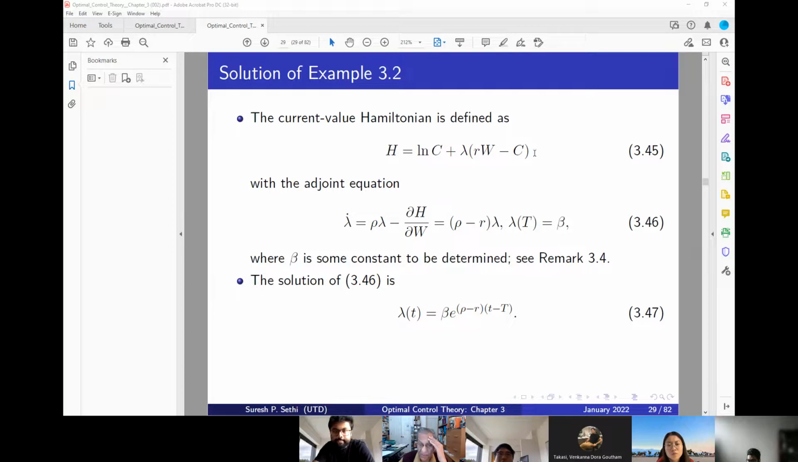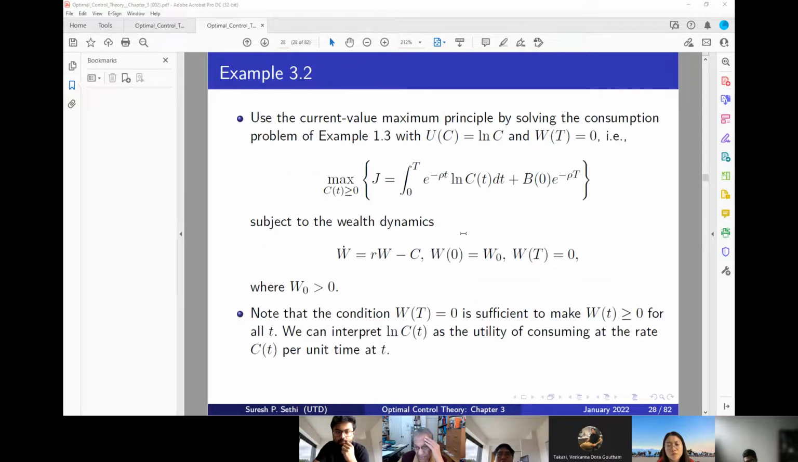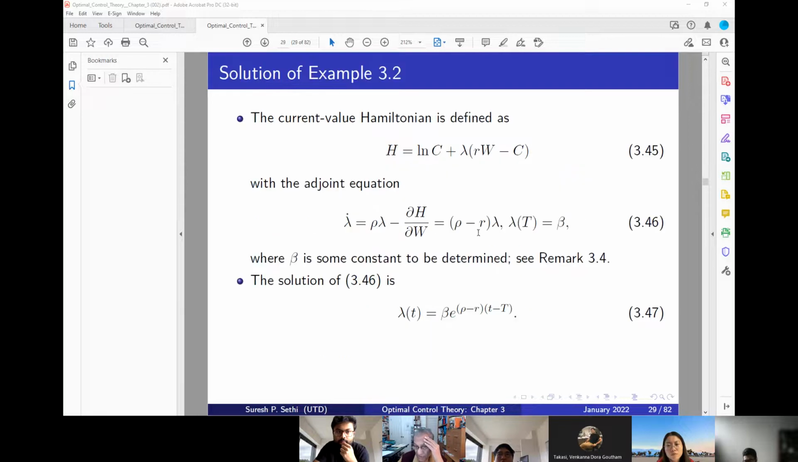Current value Hamiltonian: log C, remember I don't put e to the minus rho t anymore, plus lambda times (rW minus C). But because I don't do that, lambda dot is now rho lambda minus r lambda. The standard formulation would simply be minus the derivative of H with respect to W, but in that case we have to have this to be standard as well. That's a present value. So we get this. Remember, it's a fixed endpoint, so lambda_T is a constant to be determined. We have a freedom here to choose beta, so we will choose it. If I choose lambda_T to be beta, I solve the problem.